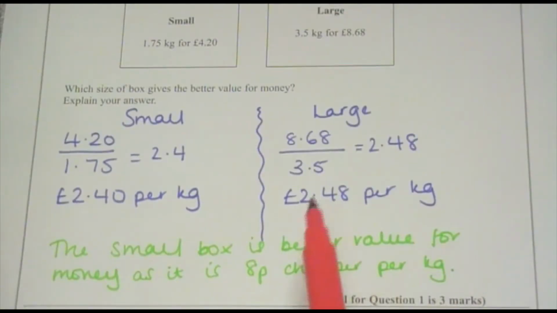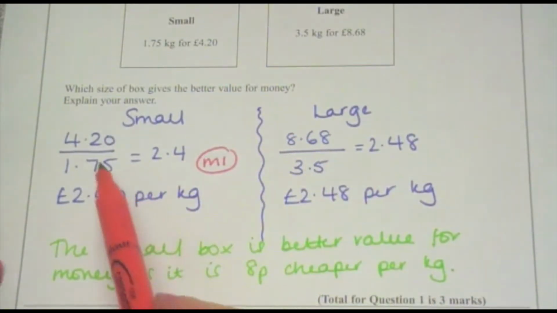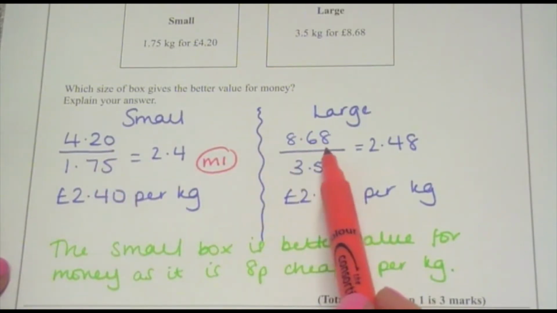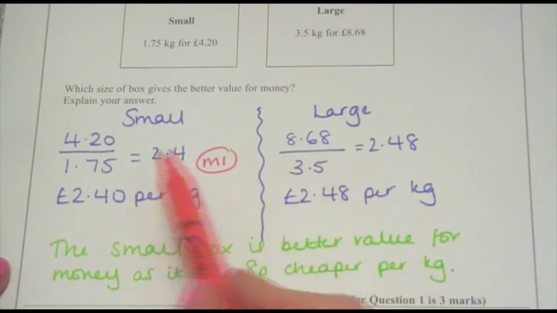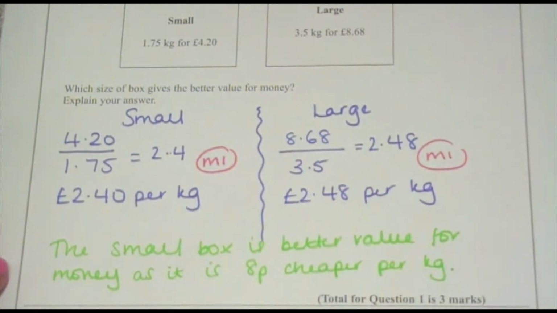Okay, according to the mark scheme, I would get a method mark, so 1 mark, for either doing the calculation 4.2 divided by 1.75 or the calculation 8.68 divided by 3.5. That would get me 1 mark. To get the second mark, I needed to have done both of these calculations. That gets me the 2 marks.